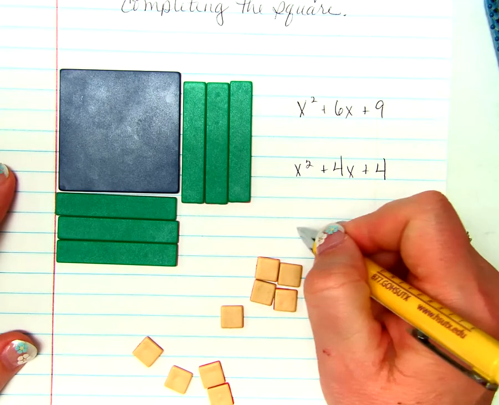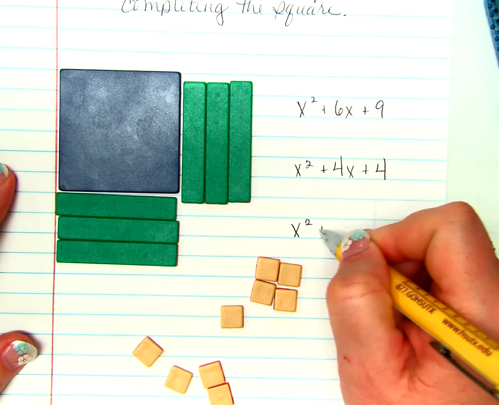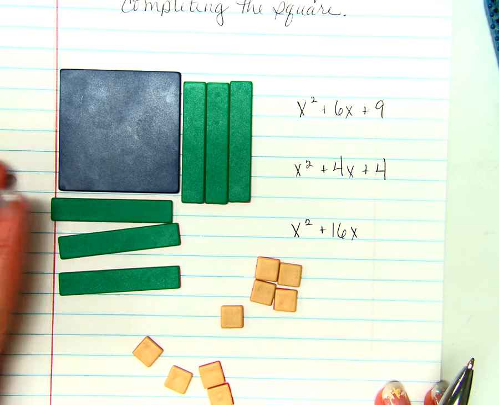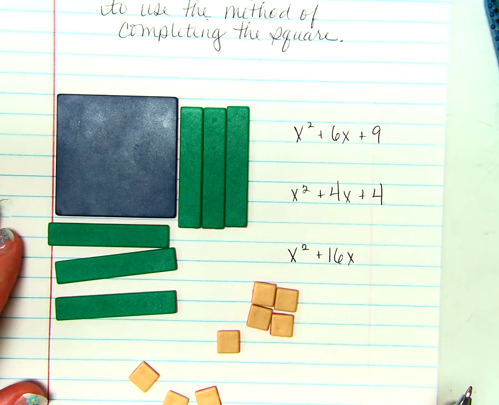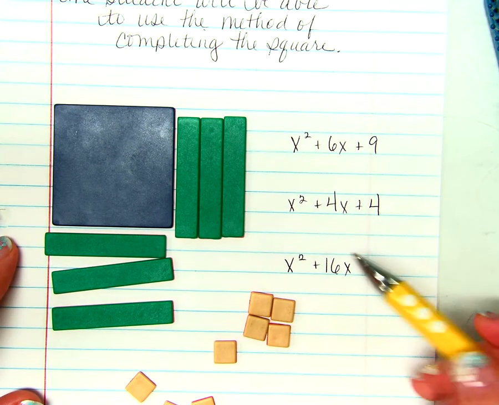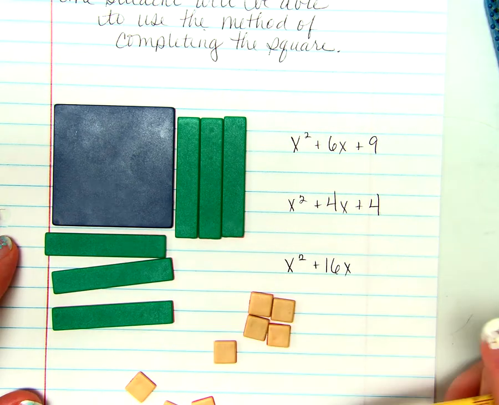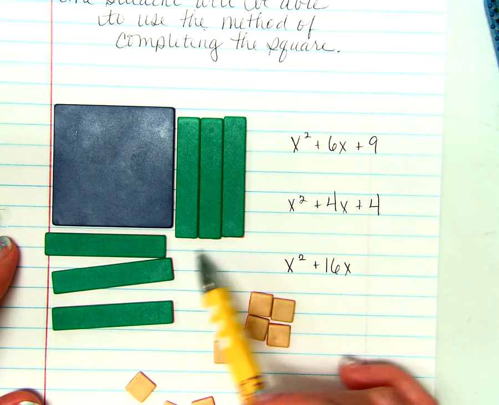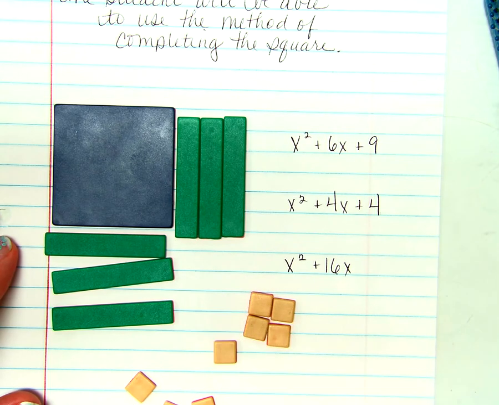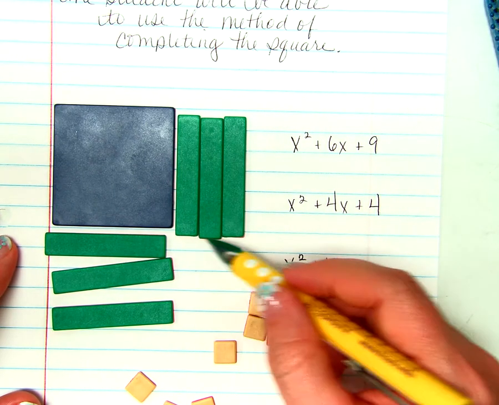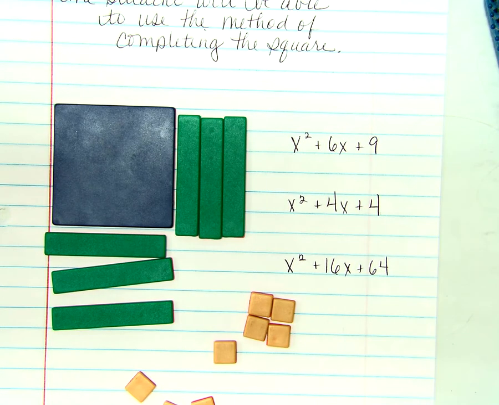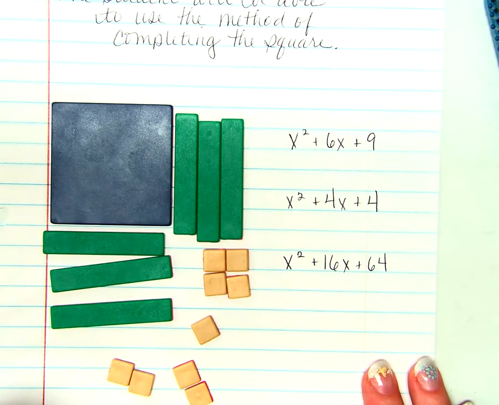So if I give you a problem like x squared plus 16x, well, I don't have 16 of these, so we need to be able to visualize this. I would put 8 on this side and 8 on this side. Right? 8 of these things right here and 8 of these things right here. So how many would have to go in this bottom corner? If this is 8 long and this is 8 long, I hope you see that that would be 64 to complete the square.